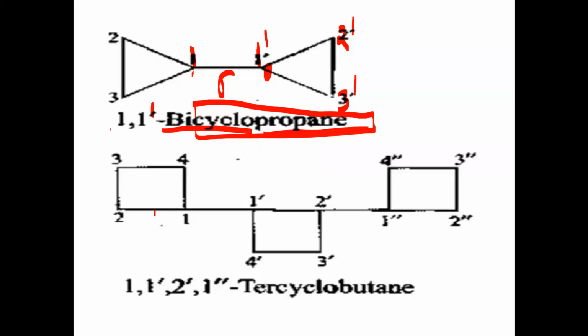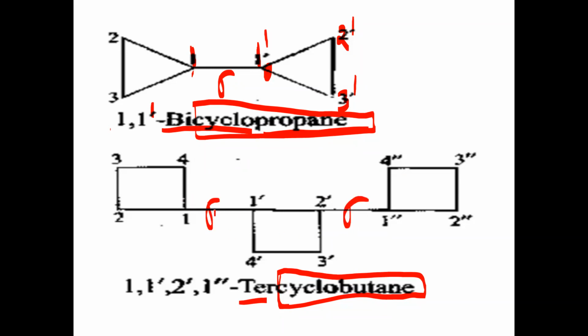Now check the second example. In this case it is cyclobutane. Each ring is cyclobutane. How many cyclobutane rings? 3. That's why we have to use ter. Ter means 3. So 3 cyclobutane rings are joined by sigma bonds. See, it is one sigma bond joining, and another sigma bond joining.